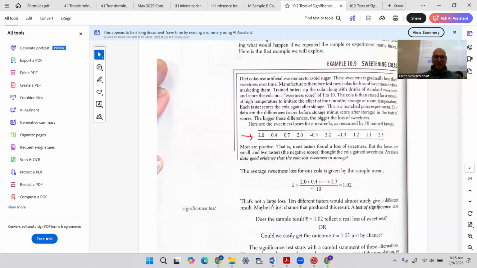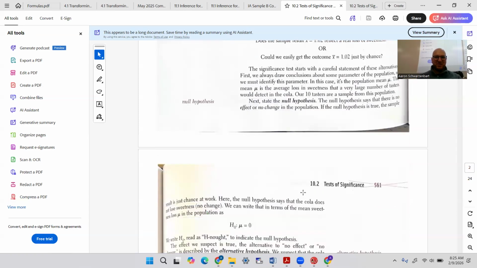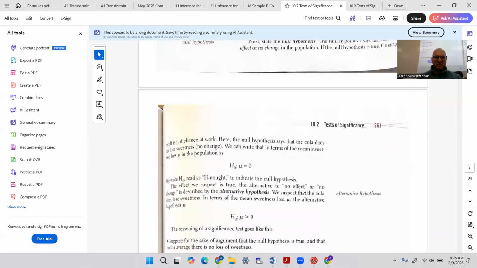So, if you take a sample of 10, you'll get some level of normality and some level of random variation. Well, one person will overrate the taste loss, most likely, in a sample of 10. So, giving you a mean of 1.02, the question is, does this mean it did lose sweetness? Is that enough to say yes?